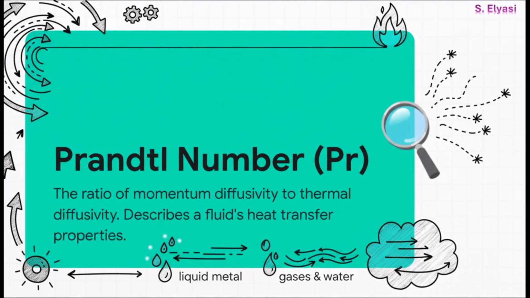Okay, next up is the Prandtl number, Pr. This one, it's all about the personality of the fluid itself. It's basically asking, which moves faster through this fluid, momentum or heat? For something like a liquid metal, heat zips through way faster. For gases and water, they're a little more evenly matched. It's a core property of the material.